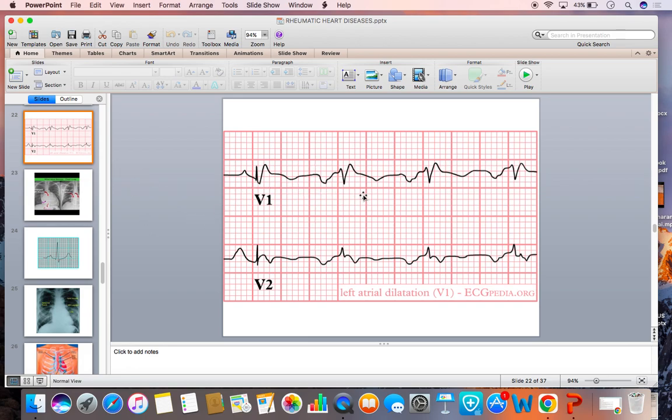Well, you can see the premitral here. This is the premitral. It starts here, wide and bifid, with a dip at the end, less than 1 mm. This is the premitral. This shows delayed and prolonged left atrial depolarization.